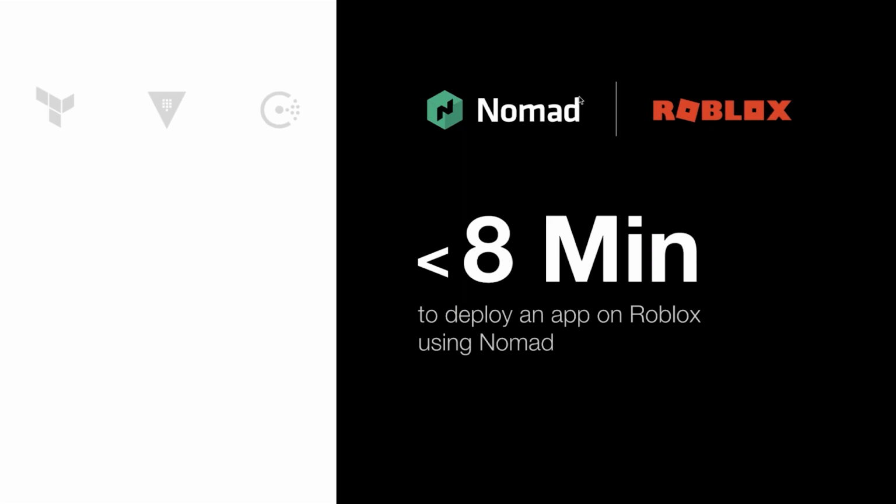So Nomad enabled Roblox to migrate and scale its gaming apps from a dedicated pool of Windows servers to Docker containers. And they reduced the time to deploy the application globally from days to, as it says here, less than 8 minutes. So incredibly fast turnaround.